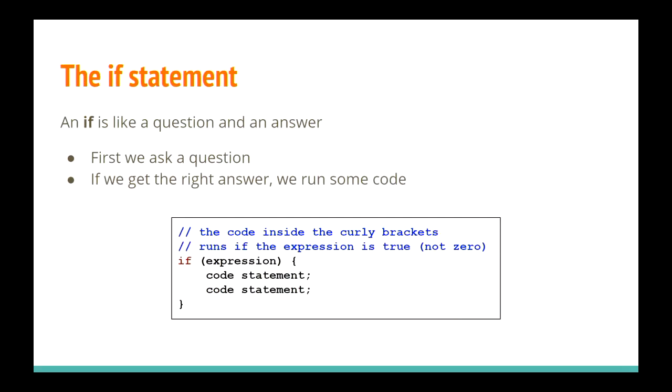So the if statement looks like this. I like to think of it as a question and an answer. This format is always going to be the same. The keyword if is a new keyword for you. It's the same as keywords like return or int or double. You can't use it as a variable name. C is going to be very specific and say, if you type in the word if, I know that means something, and I'm going to start using it as if it means something.